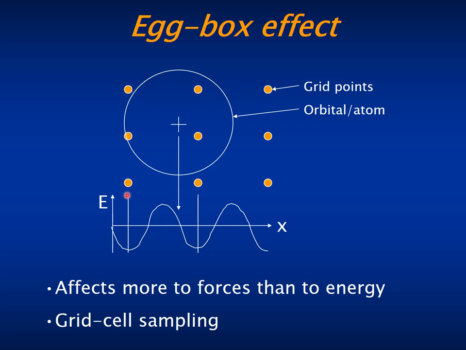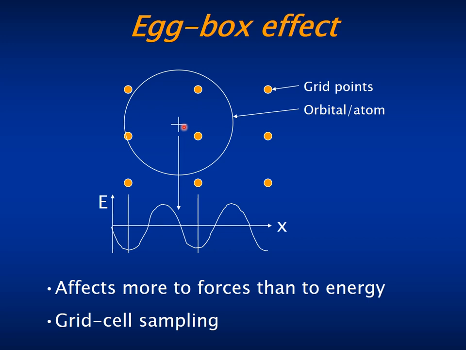grid of uniform points. That means that the integrals and therefore the total energy will depend somewhat on the position of the basis orbitals relative to the grid points. And this is called the egg box effect because it creates a fictitious potential with the shape of an egg box depending on the position of the atoms.